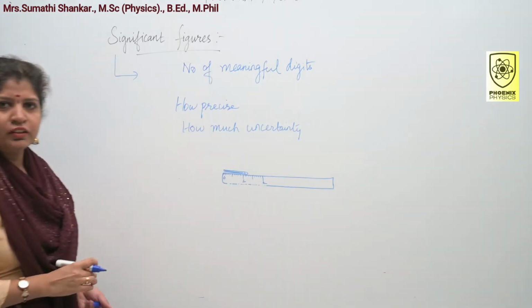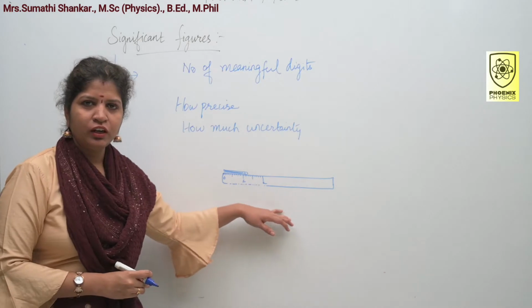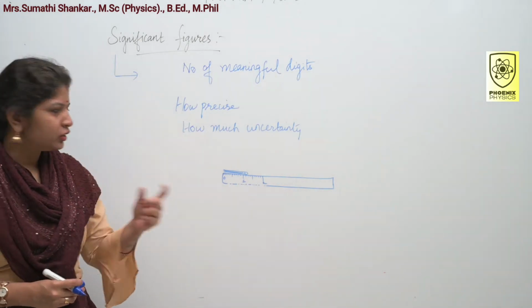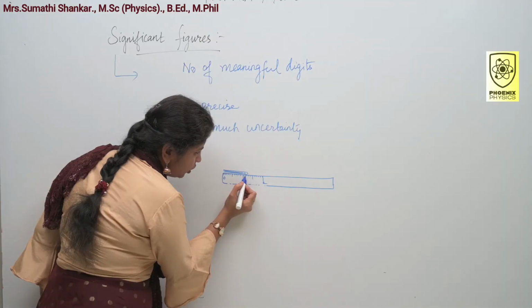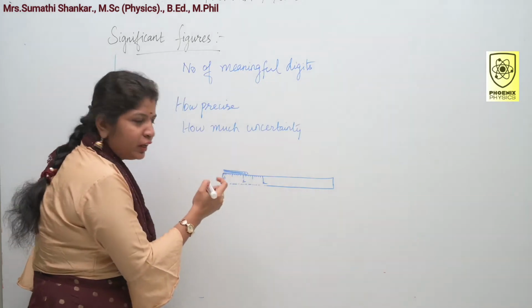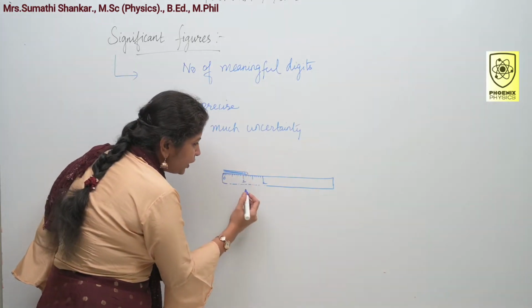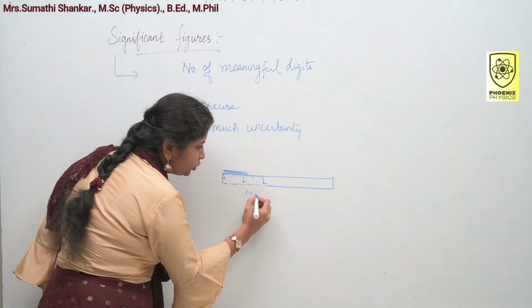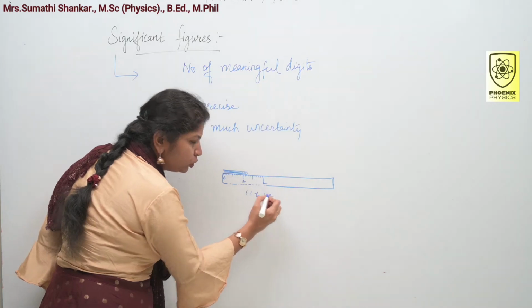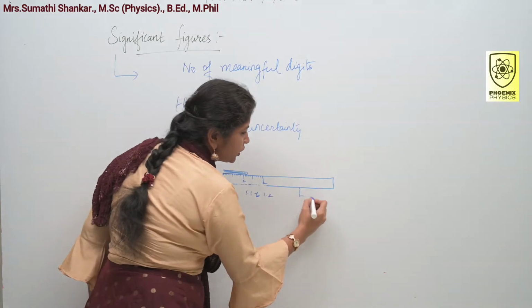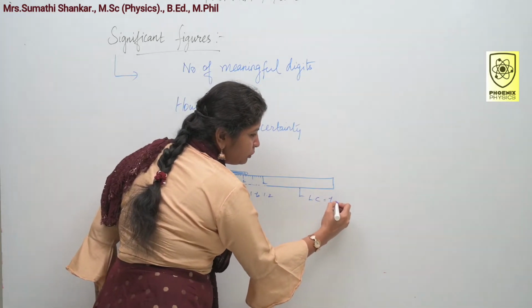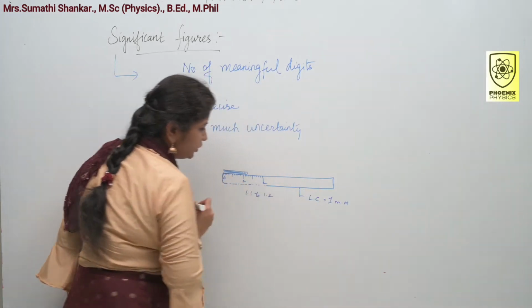Consider this as a meter scale. I am going to measure the length of this pencil. This is 1, 1.1, 1.2 and 1.3. Here the tip is in between the reading 1.1 to 1.2. You know that the least count of the meter scale is 1 millimeter. I hope you know that.